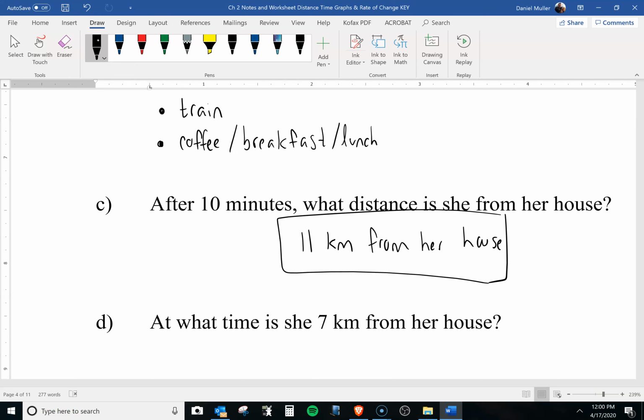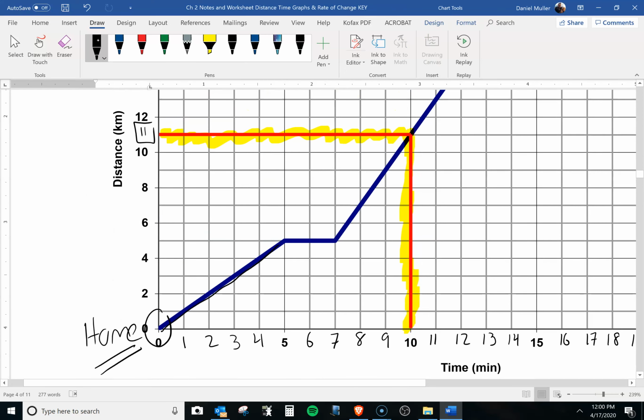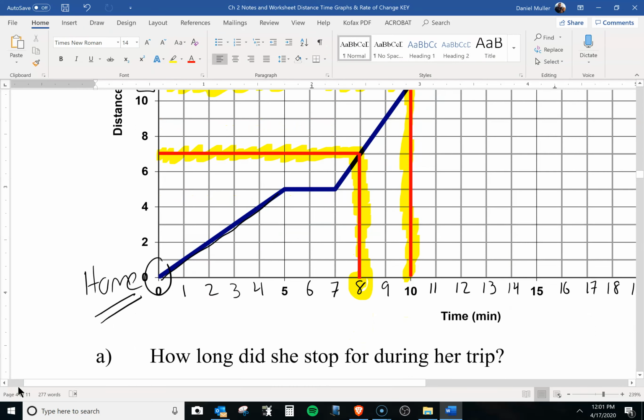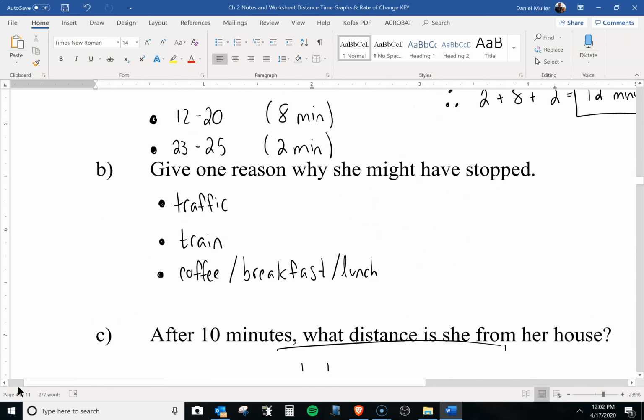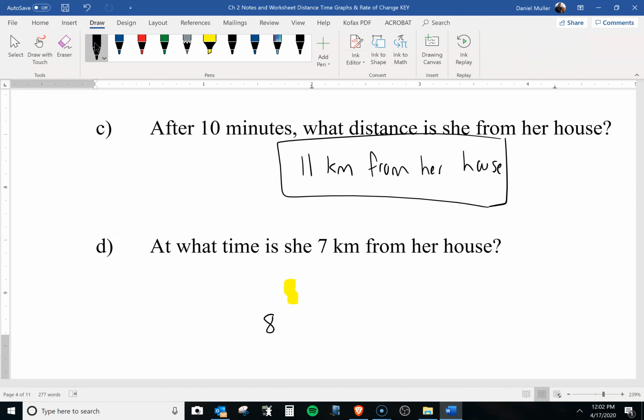Oh, and what time is she 7 kilometers from her house? Okay, so now I'll draw a line, but I'll do this first. We're here at 7 kilometers, so we're going to want to go over until we hit it and then come down. So it looks like 8, but I'll draw a line anyways. There's my line. So again, I went all the way across, went down, so 8. So at what time is she 7 kilometers from her house? So I guess 8 minutes in is probably what we want to write. So 8 minutes into her drive.